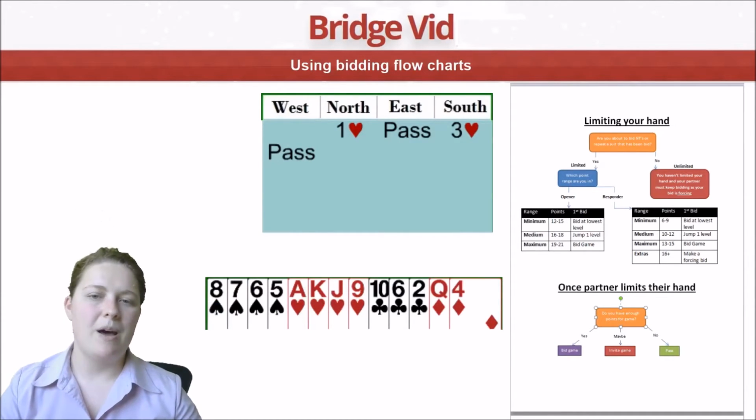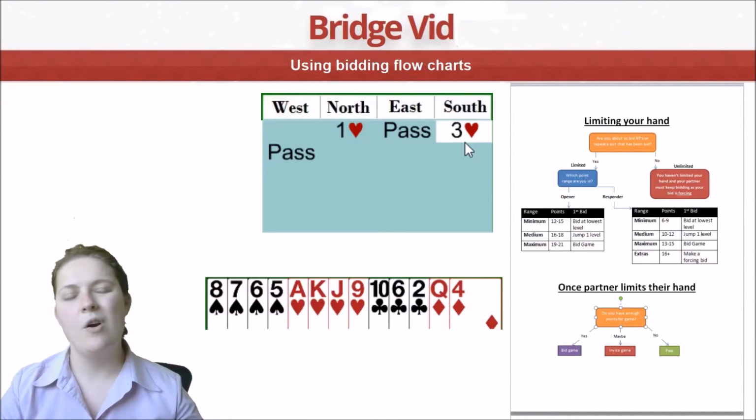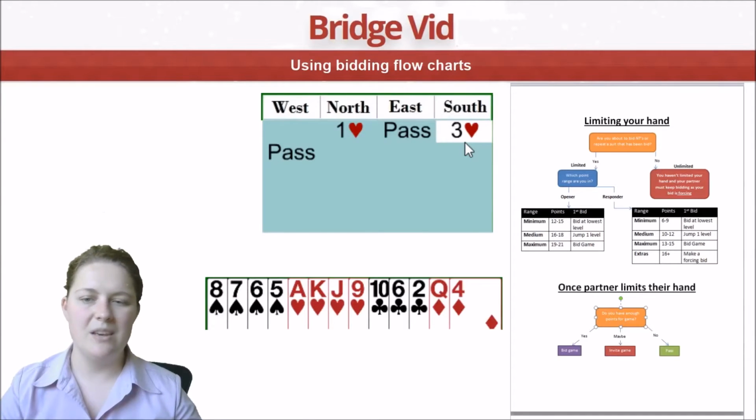So let's pretend my partner had something like 13 or 14 points here. If they know that I've got a 10 to 12 hand, they'd ideally like to be able to find out if I'm closer to that 12 or actually just closer to 10. And if I was closer to 10, they'd just simply want to play 3. If I was closer to 12, they would want to play game.